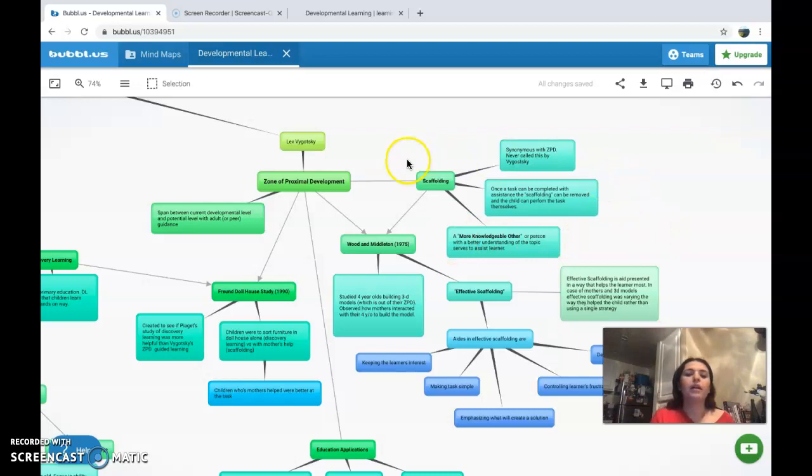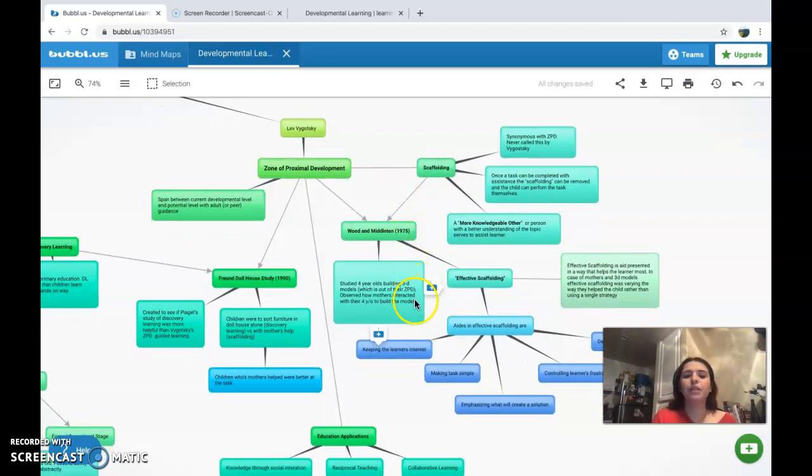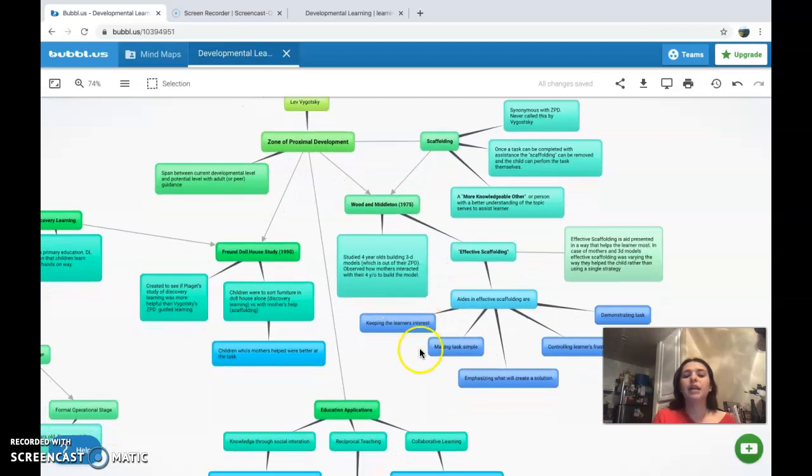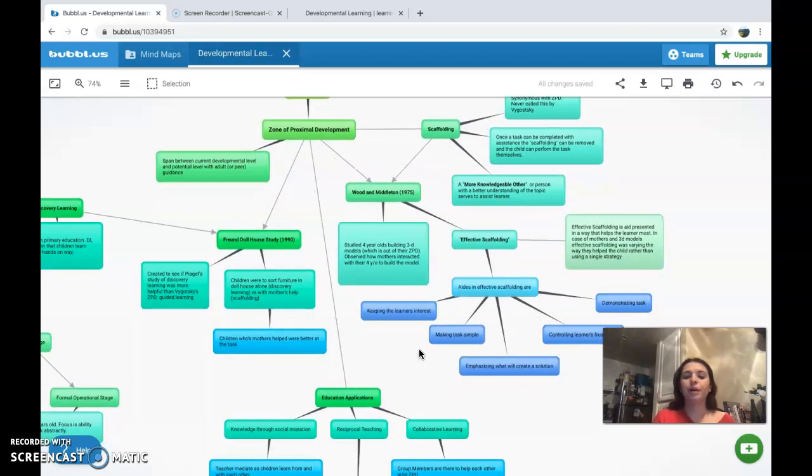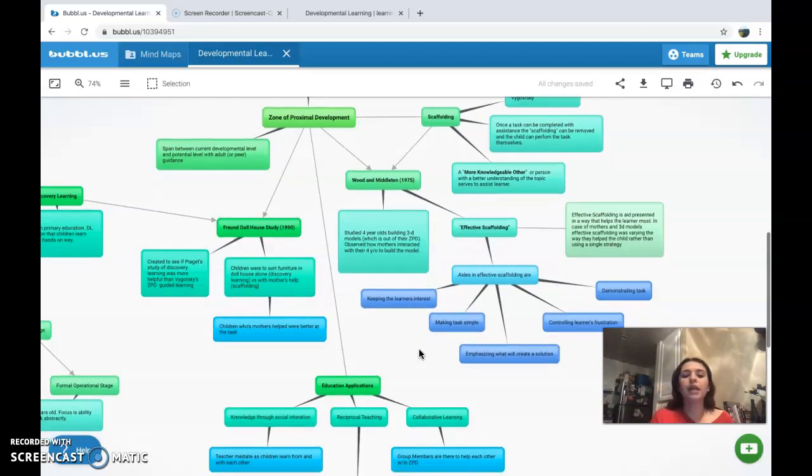So the zone of proximal development and this idea of scaffolding were used in a Wood and Middleton study in 1975. And the study was on these 4-year-old children who were assigned the task of building 3D models, which is naturally out of their ZPD. They don't have the skills to build it on their own. So the study observed how mothers interacted with their 4-year-olds to build this model. Through this Wood and Middleton study comes effective scaffolding, or what effectively works to help the 4-year-olds build the models.